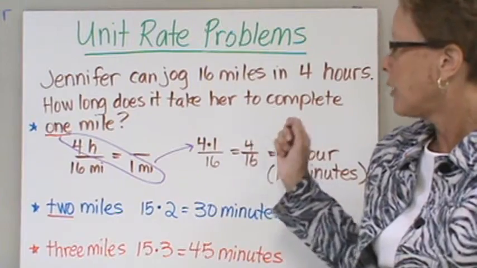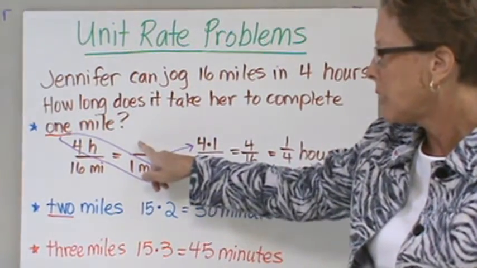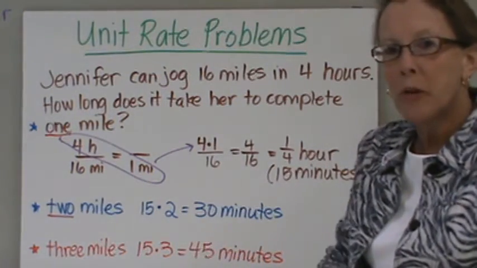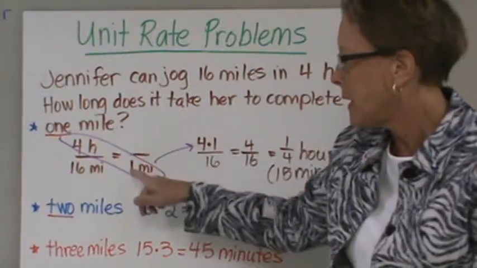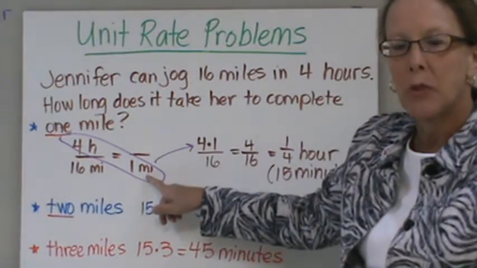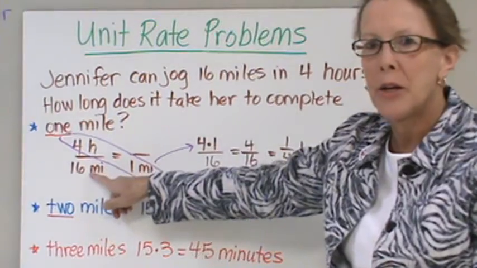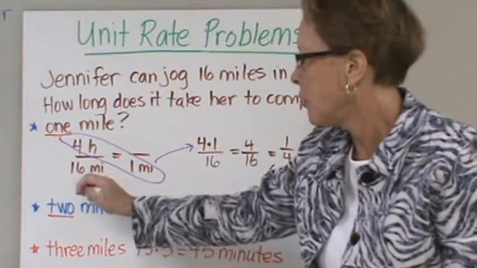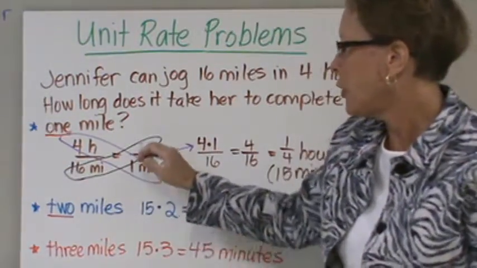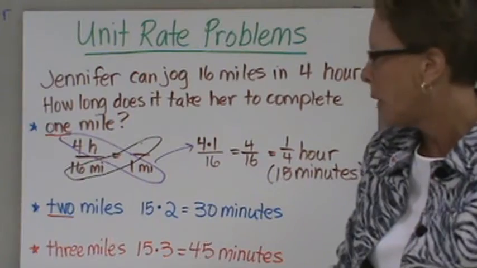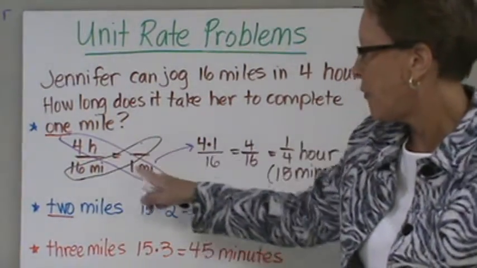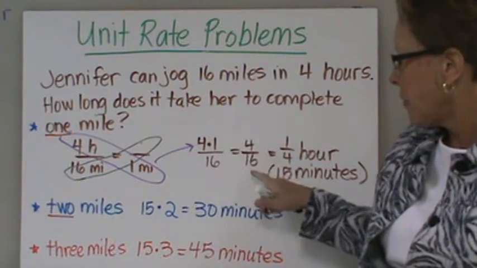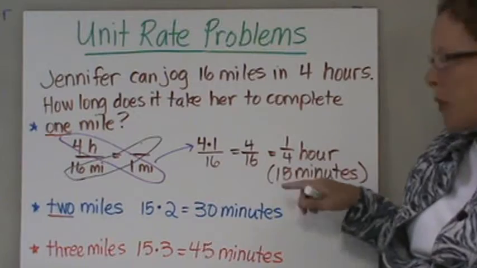Because we want to know how long it takes her to complete 1 mile, we're going to set up a proportion. Remember, solving proportions, you have to cross multiply the two items that you know and divide by the number that is paired up with the unknown term, okay? Our unknown term is how long it takes her to go 1 mile. So we're going to multiply 4 times 1 and divide by 16. 4 divided by 16, it takes her 1/4 of an hour.